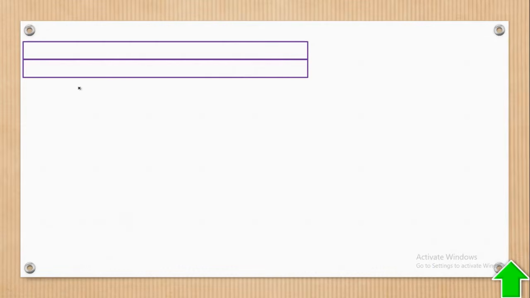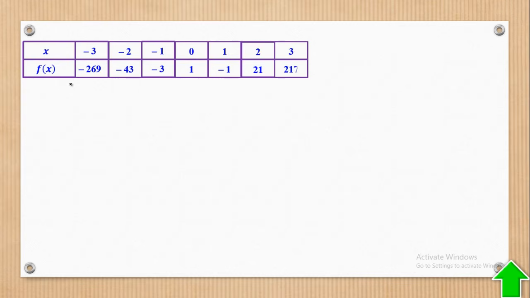So like we always did, we have to tabulate, then we locate. So when x is -3, fx is that. When x is -2, fx is that. When x is -1, fx is that. When x is 0, fx is that. When x is 1, fx is that. When x is 2, fx is that. And when x is 3, fx is that.